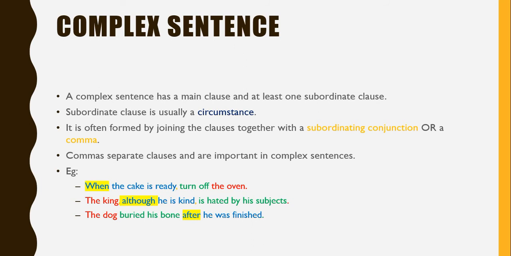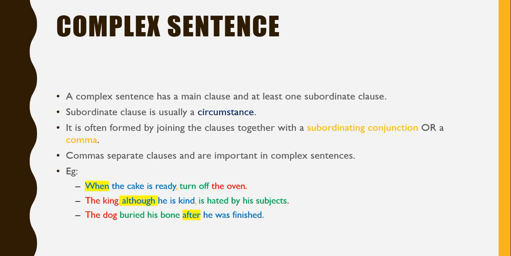And a subordinate clause is usually the circumstance. It is often formed by joining the clauses together with a subordinating conjunction or a comma. And commas separate clauses and are important in complex sentences. When we are using punctuation, a comma is a very important part of a complex sentence. So we'll have a look further.